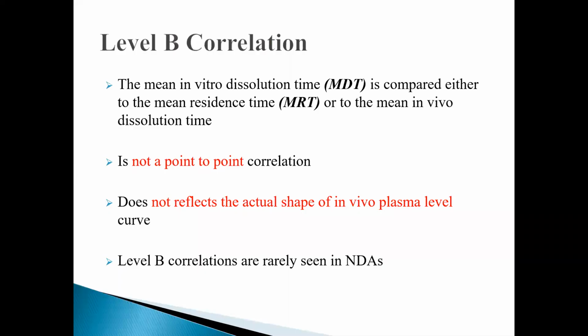Level B correlation. The mean in vitro dissolution time, that is MDT, is compared either to mean residence time, that is MRT, or to mean in vivo dissolution time. It is not a point-to-point correlation like correlation level A. It does not reflect the actual shape of the in vivo plasma level curve. Level B correlations are generally seen in NDS.